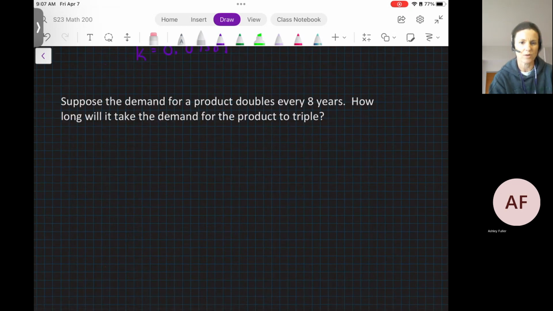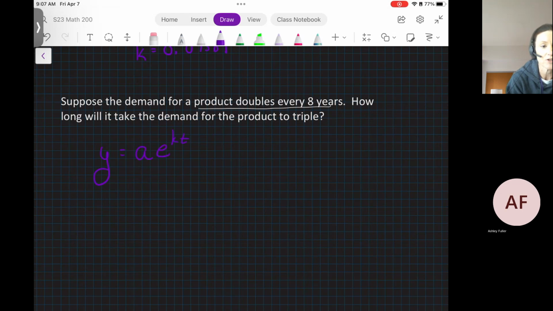Last but not least, let's consider one where we're not given quite as much information. We're told that the demand for a product doubles every 8 years. That sentence right there tells us that this is some sort of exponential growth. So we know y is going to equal the initial value times e to the kt again, but we want to know how long it is going to take for it to triple. Again, the key part is we have to find this k value. It doesn't matter what a value we start with. So let's consider that we just start with a of some product and it's going to double in 8 years. Because it doubles, we know that our ending value is 2a, twice what we started with.